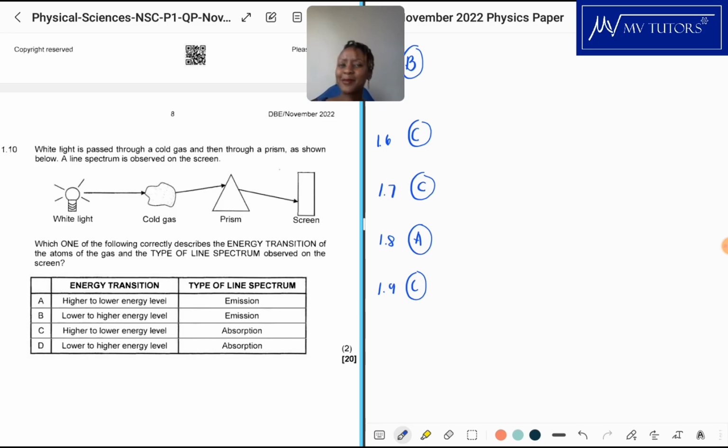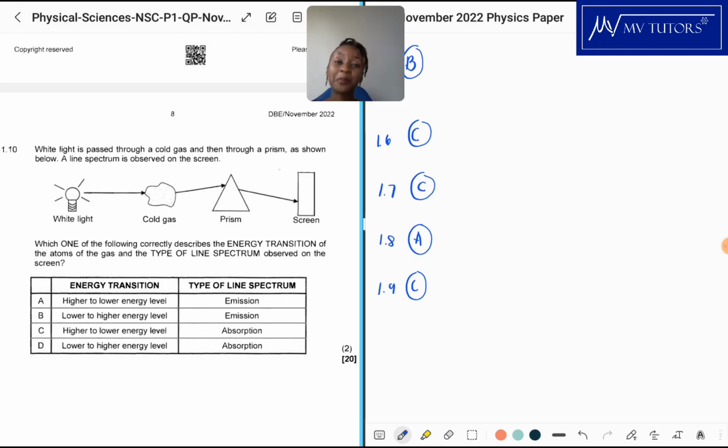What kind of line spectrum do we have there? Which one of the following correctly describes the energy transition of the atoms of the gas and the type of line spectrum observed on the screen? So energy transition, A, is it from a higher energy level to a lower energy level, or is it from a lower to a higher energy level? In terms of energy transition, it will actually be from a lower to a higher energy level.